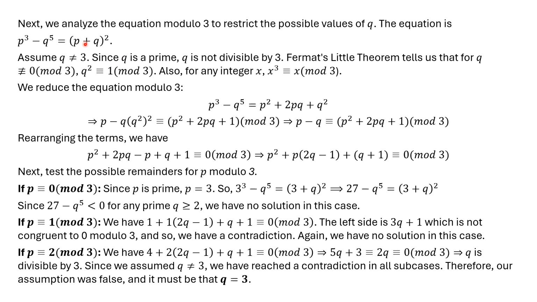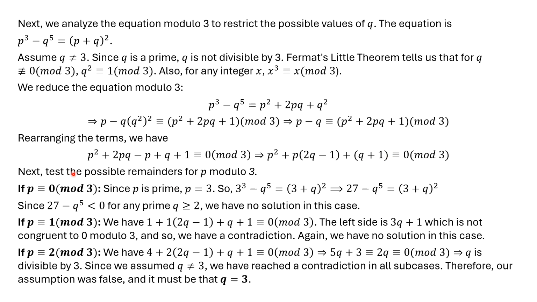So next we reduce this equation mod 3. So we have p cubed is congruent to p mod 3 from this relationship here. So I'll just put in p here. Then I'll write q to the 5th as q times q squared squared. Since we know that q squared is congruent to 1, we'll just get this as 1 squared. So these two terms are just p minus q. And I just bring this over here. Then I subtract p from this side and add q to this side. So you get 0 here. And we have this expression is congruent to 0 mod 3, which we can write as p squared plus p times 2q minus 1 plus q plus 1.